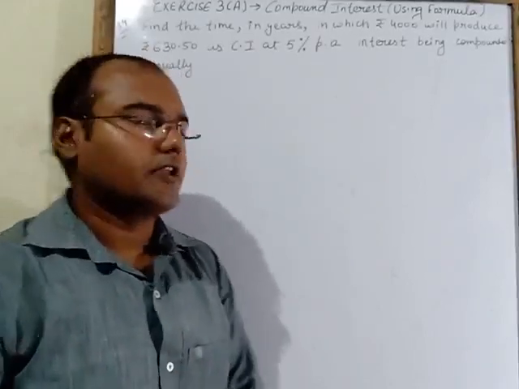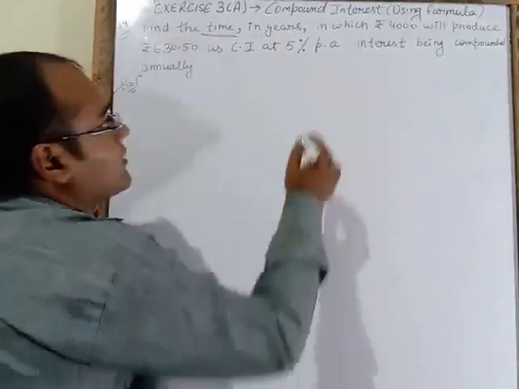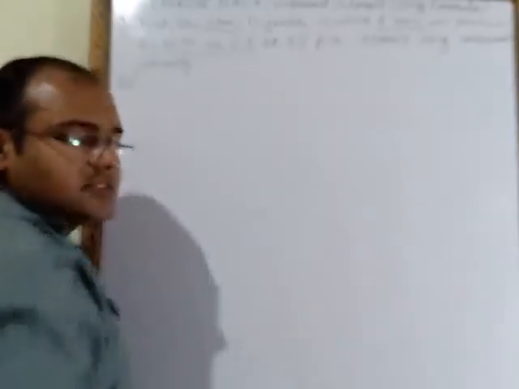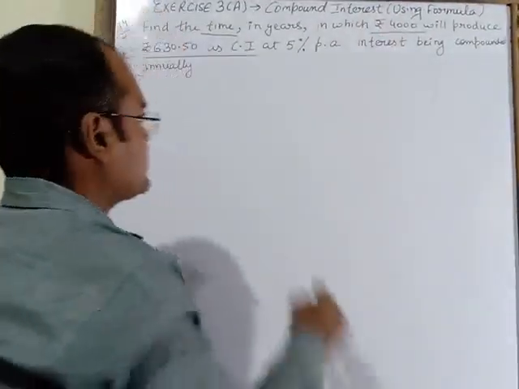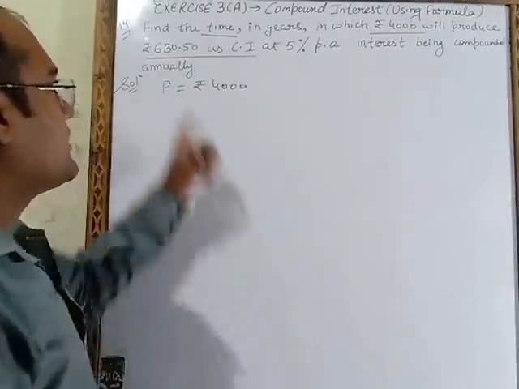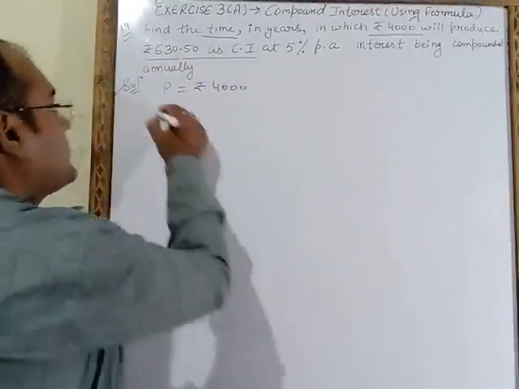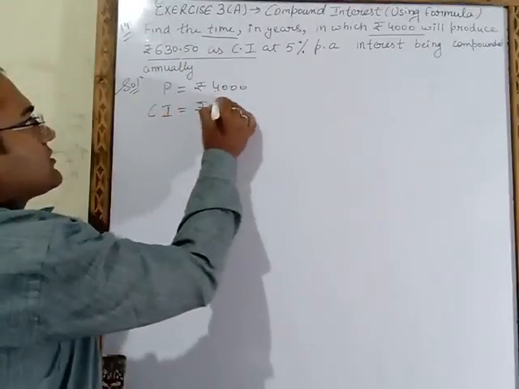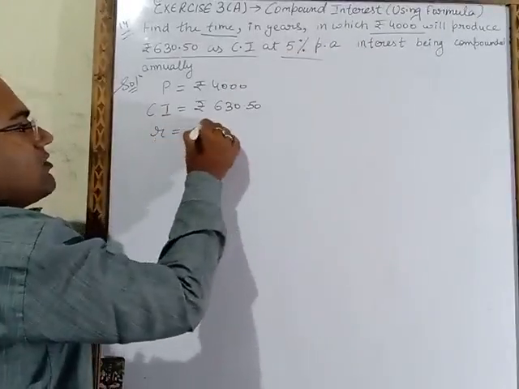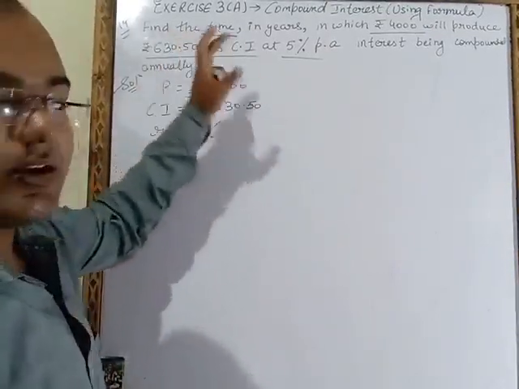Now come to question number 14. Find the time in which rupees 4000 will produce this much as CI. So 4000 is the principal. So principal is equal to rupees 4000, and this much rupees as CI. What is this? This is the compound interest. Compound interest is 630.50 at 5%. R value is also given, 5%. So what we have to calculate? We have to find time.